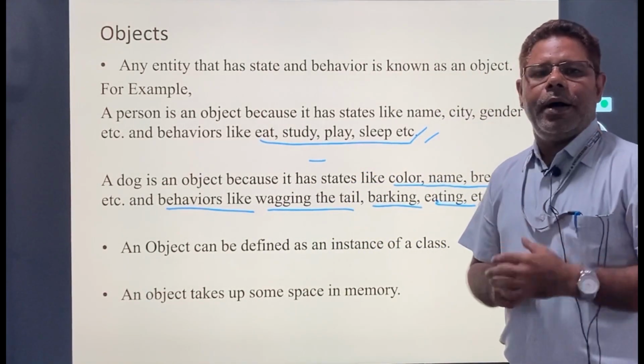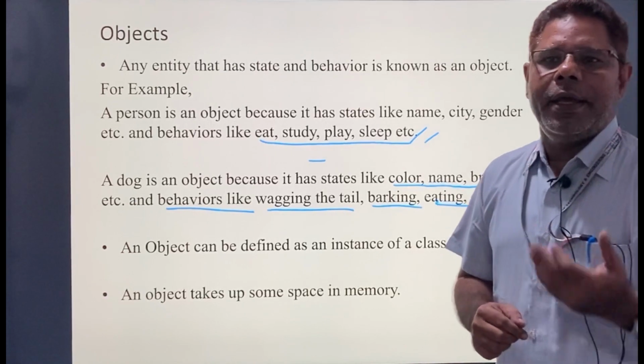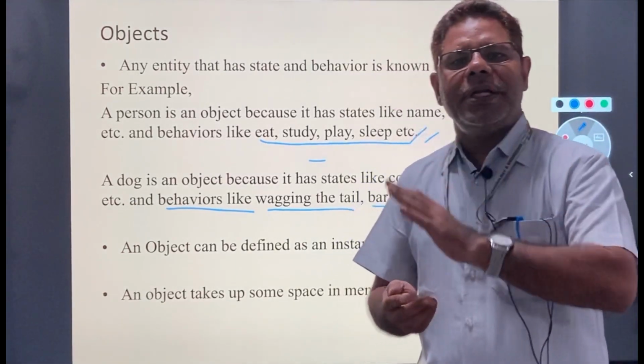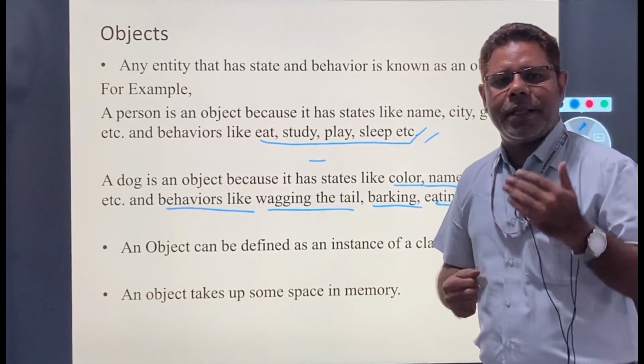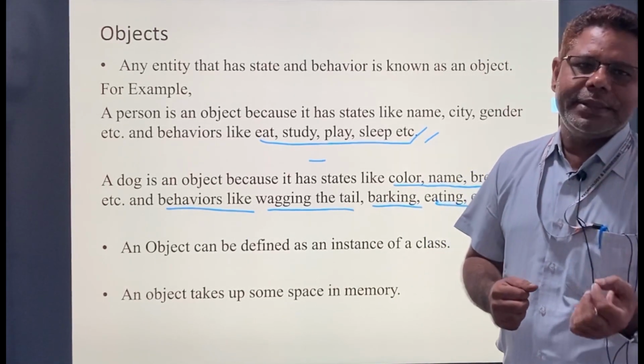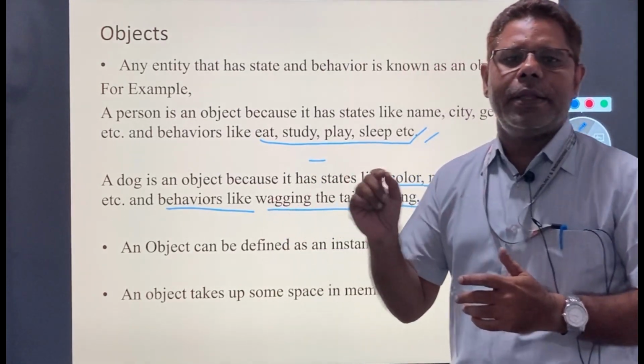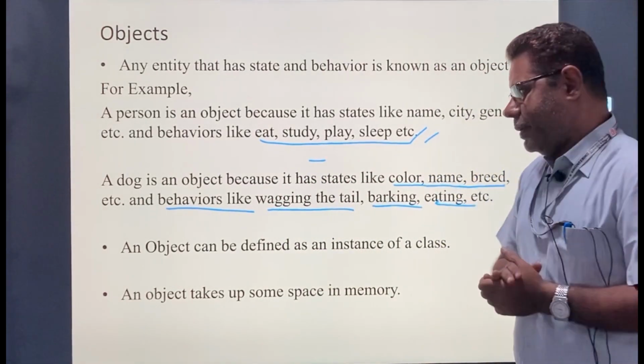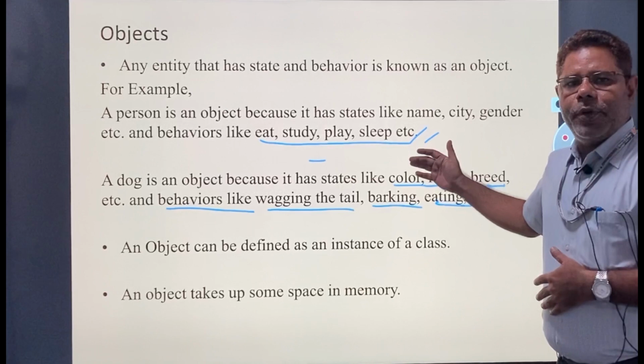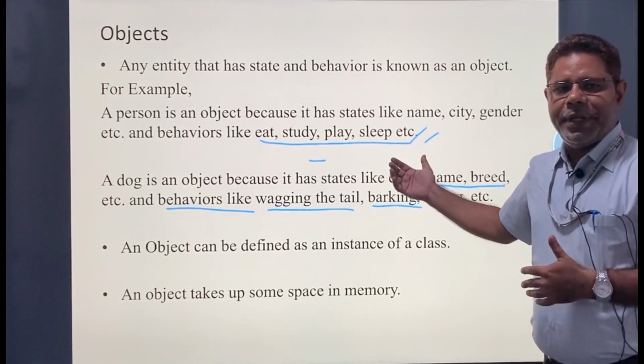So based on that one, we can create a blueprint. After completion of the blueprint, we can manufacture any number of pens based on the blueprint. Each manufactured pen is called an object. So this is the basic idea about classes and objects.